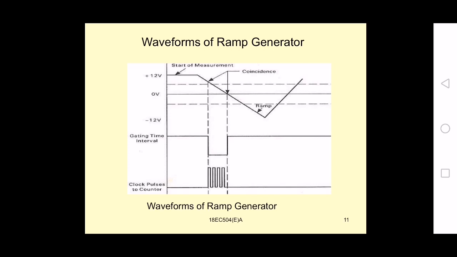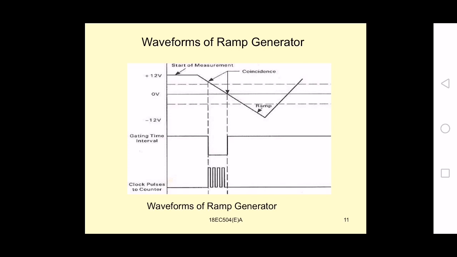This continues until the ramp signal reaches the 0 level, which is compared by the ground comparator. The ground comparator compares the ramp signal with the ground signal, then it will give the stop signal. Between the start pulse and stop pulse, we call it the gating time interval. On that gating time interval, the number of clock pulses counted will be given to the digital display. So this is the diagram of the waveforms of the ramp signal generator.